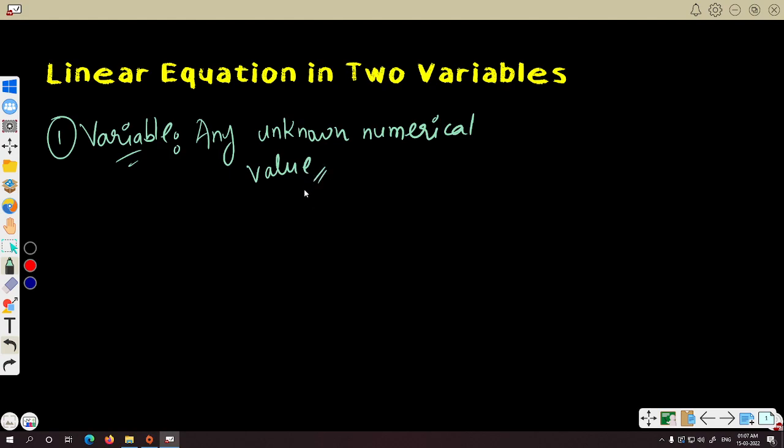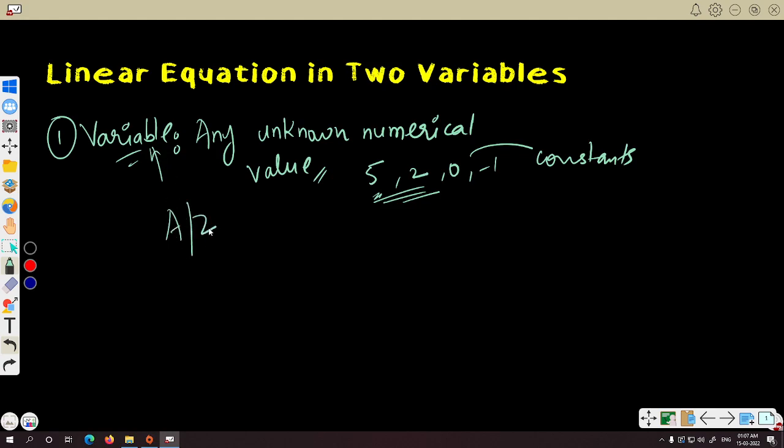For example, if I take any real number, for example 5, 2, 0, -1, all of these are real numbers and they are treated as constants. These are all treated as constants because the value of all of these are known to us. So anything whose value is unknown is regarded as a variable. Now to represent a variable, we can use any alphabet, capital A to Z or small a to z, but generally we take help of X, Y and Z. But there is no particular rule, we can use any alphabet, but generally we use X, Y and Z.